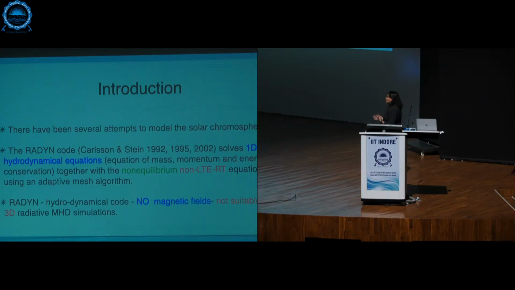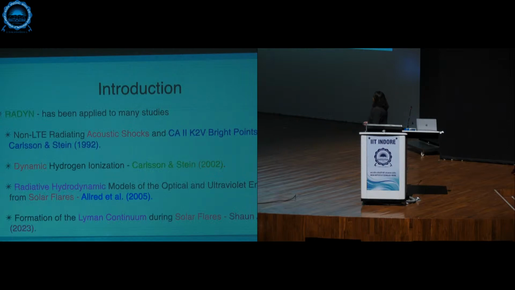And also they have some numerical issues which do not let the time step go higher. So, this is a limitation of this code. However, it has been extensively applied to many studies. Some studies are non-LTE radiating acoustic shocks in calcium K2V bright points, and to understand the hydrogen ionization in the dynamic atmosphere in this Carlson and Stein 2002 paper. And also it has been modified and applied to study solar flares from 2005 until now. People are using this code to understand solar flares.